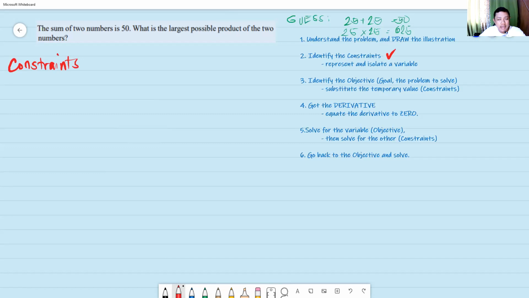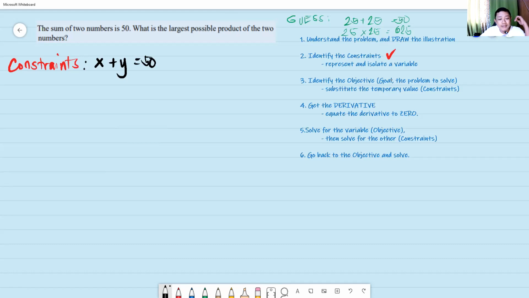Let x and y na lang tayo. X be the first, y be the second. So the constraint will be x plus y is equal to 50. Can you follow? Now, isolate a variable. What do you want to solve? Kanina, in-isolate natin si x. This time, let's isolate y.